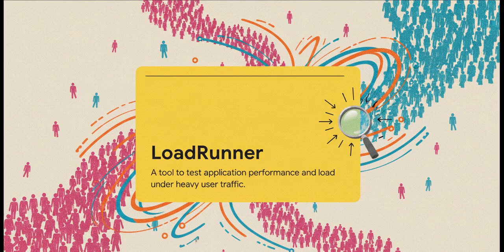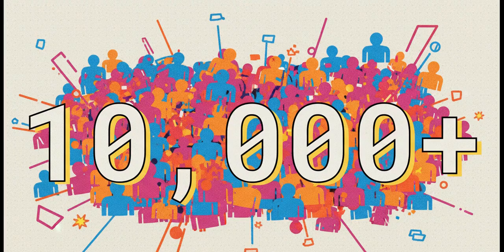This is called performance testing, and a very specialized tool like LoadRunner is designed to do exactly that. It simulates a massive crowd to see if the whole system can handle the pressure. And we are not talking about a couple of users here. A tool like LoadRunner can simulate 10,000, 100,000, even more virtual users all hitting the application at the exact same moment. This is how you find out if your app is going to survive if it goes viral.